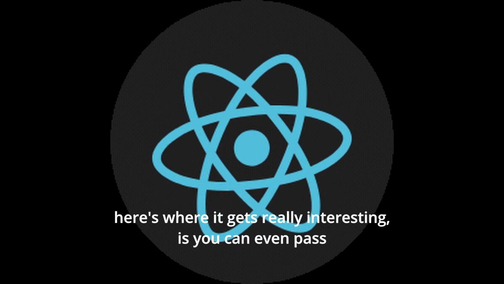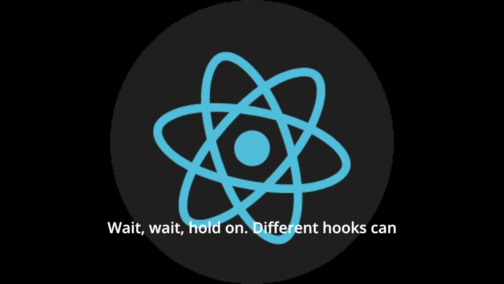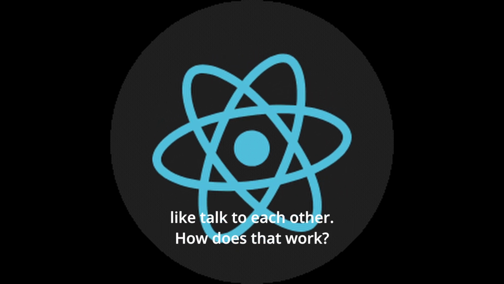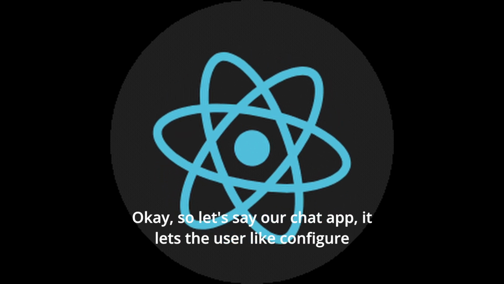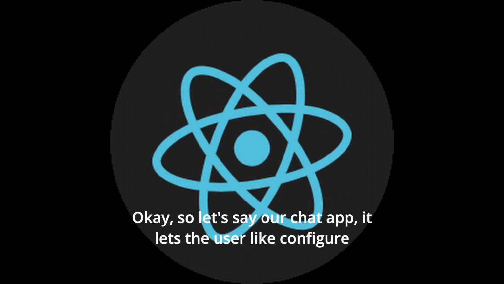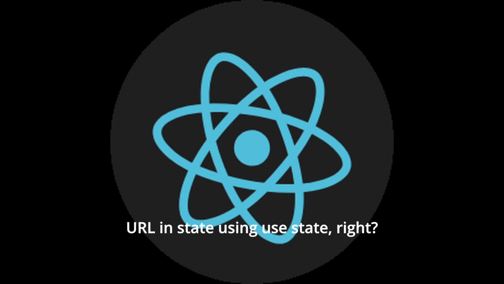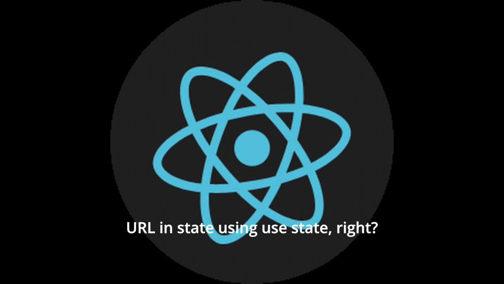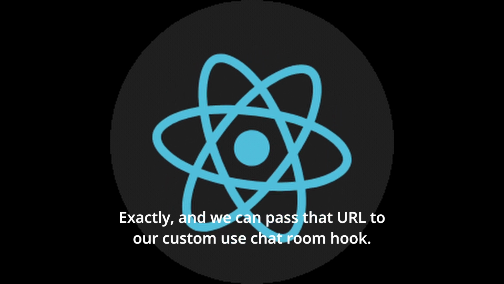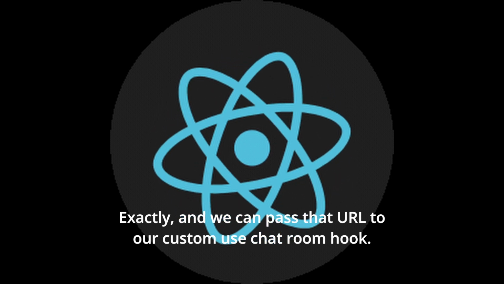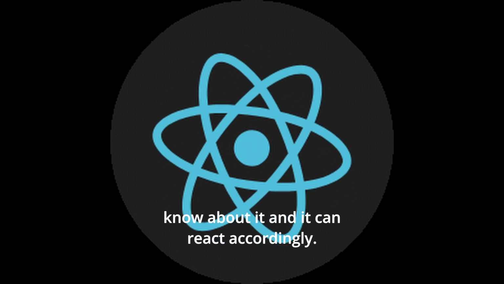And here's where it gets really interesting: you can even pass information between different hooks. Wait, hold on. Different hooks can talk to each other? How does that work? Okay, so let's say our chat app lets the user configure the server URL. We would store that URL in state using useState, right? Right, because the user might change the URL. Exactly. And we can pass that URL to our custom useChatRoom hook. So whenever that URL changes, our hook will know about it and it can react accordingly.